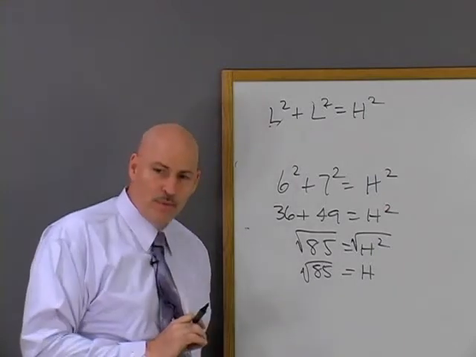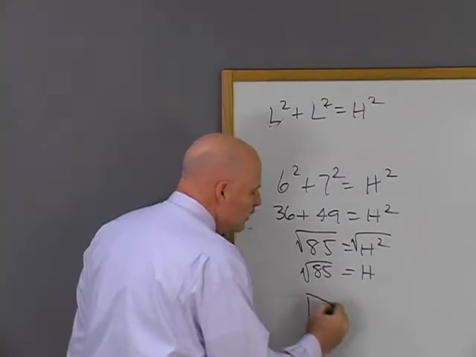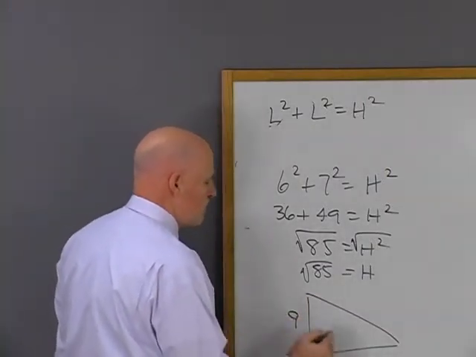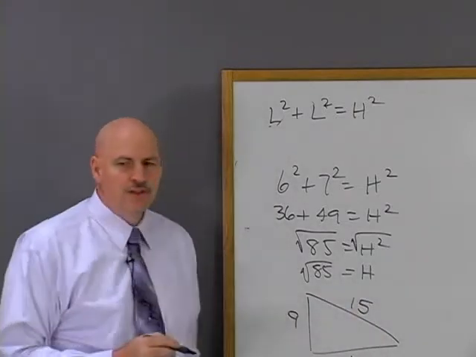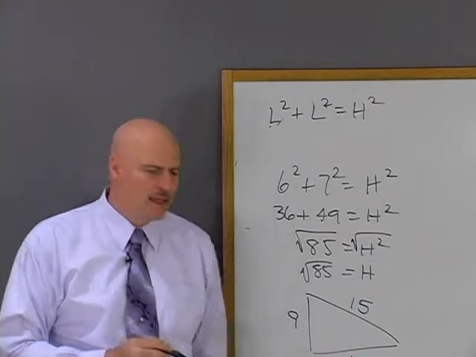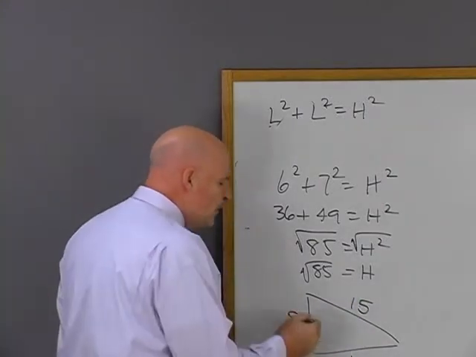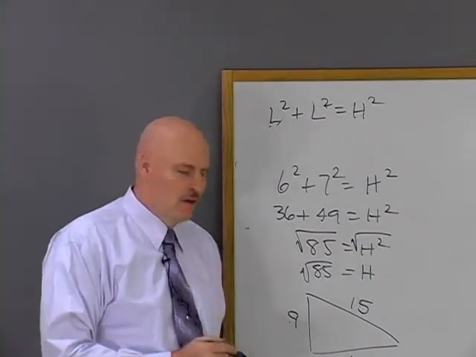Okay? That help? So don't forget, though, if you were to go outside and you measured something and you said, boy, look at this. That triangle is 9 by 12 by 15. I wonder if that's a right angle. What do you think? You think it is?